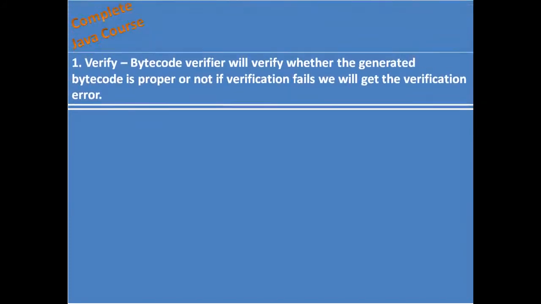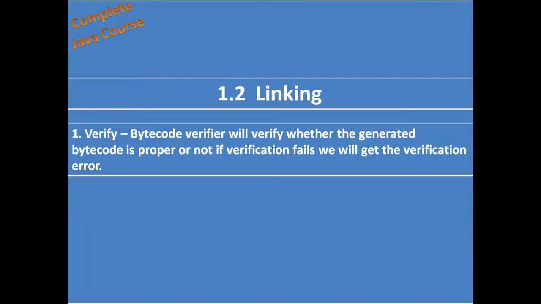Number two, linking. Linking mainly provides the following functionality. Number one, verify. The bytecode verifier will verify whether the generated bytecode is proper or not. If verification fails, we will get a verification error. When we convert a Java file to a .class file, the .class file contains bytecodes. So these bytecodes are verified by the linking process.